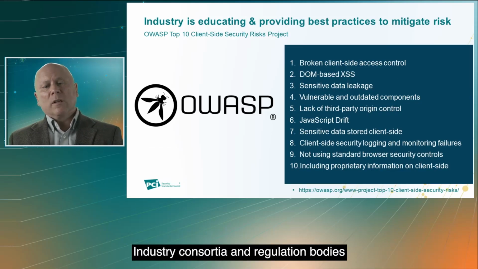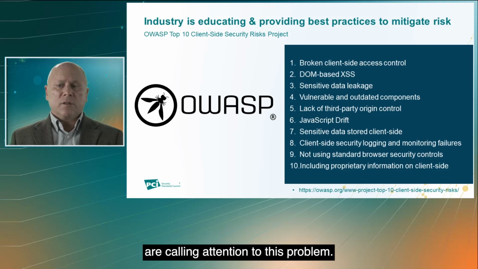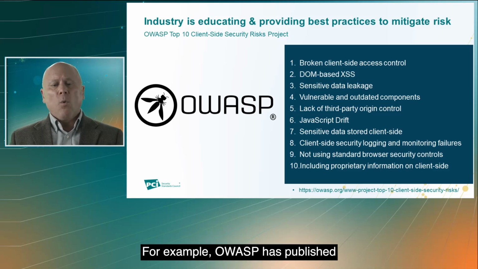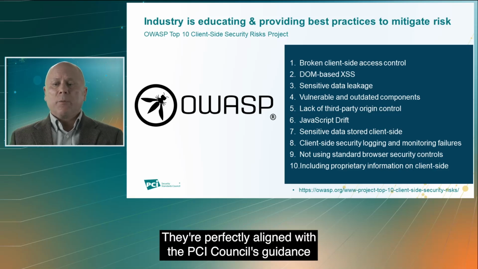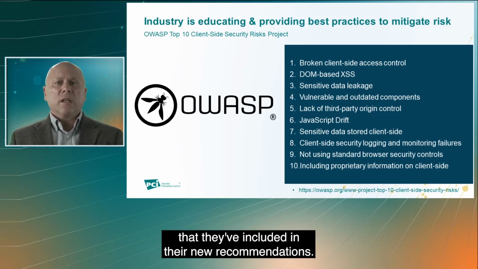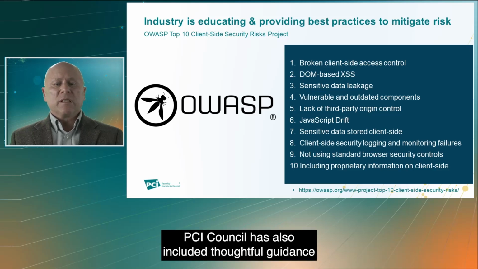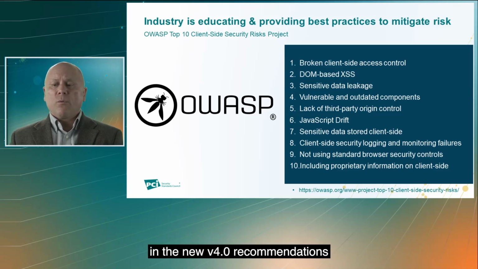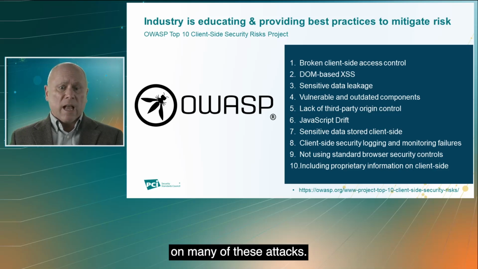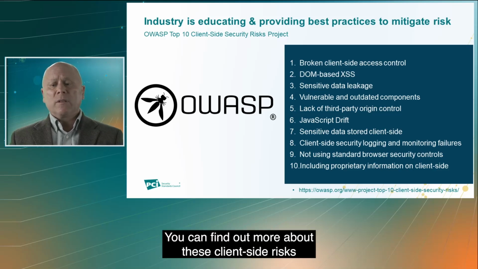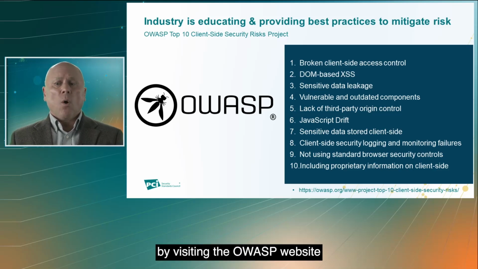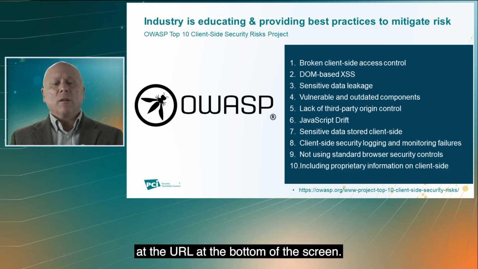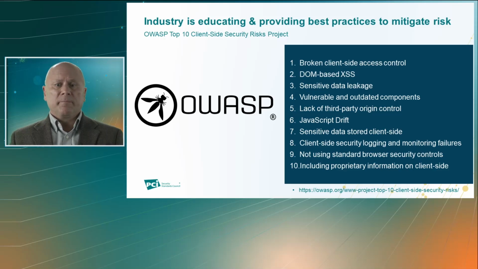Industry consortia and regulation bodies are calling attention to this problem. For example, OWASP has published their top 10 client-side attacks. They're perfectly aligned with the PCI Council's guidance that they've included in their new recommendations. The PCI Council has also included thoughtful guidance in the new v4 recommendations on many of these attacks. You can find out more about these client-side risks by visiting the OWASP website at the URL at the bottom of the screen.